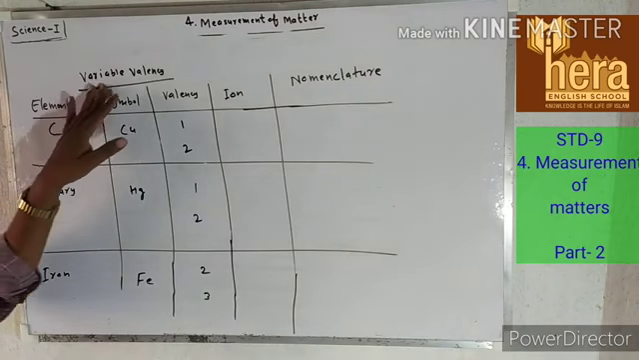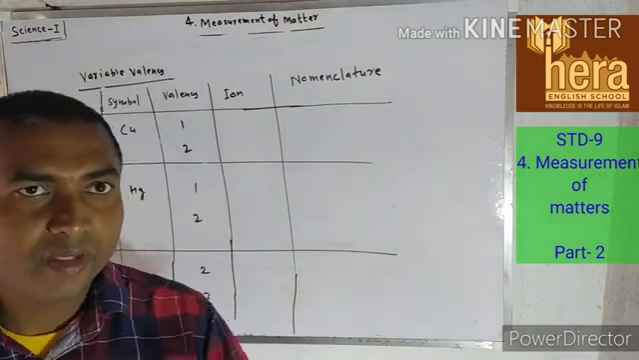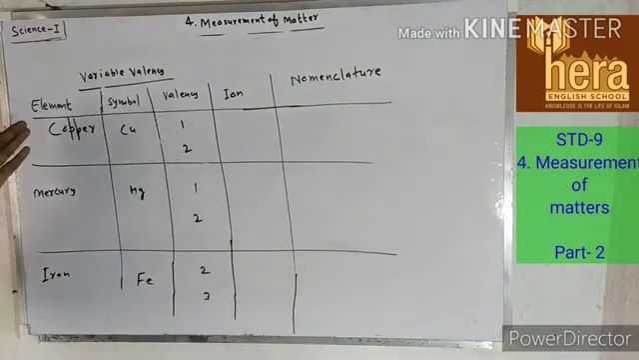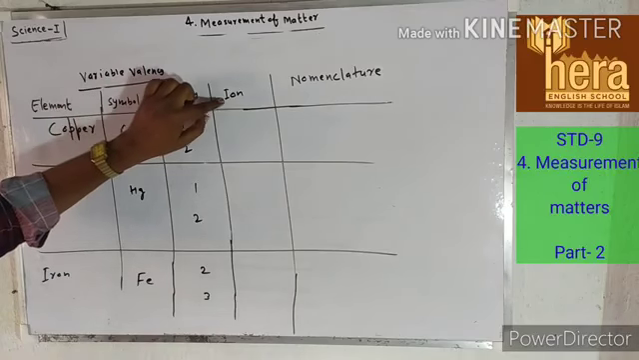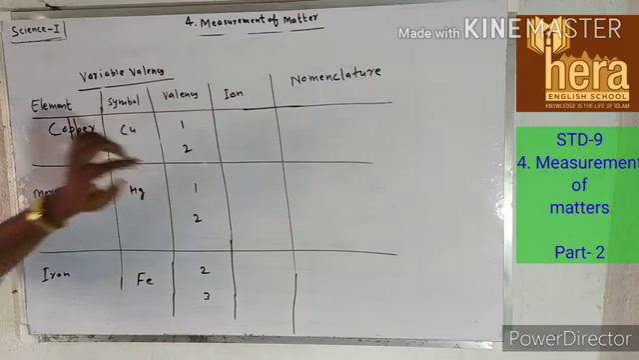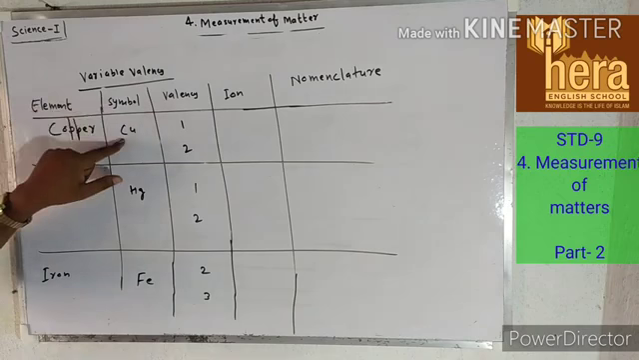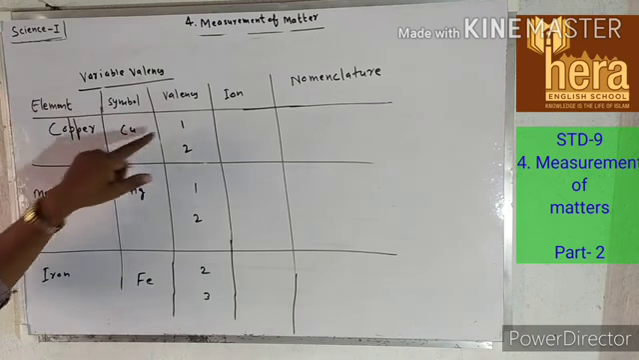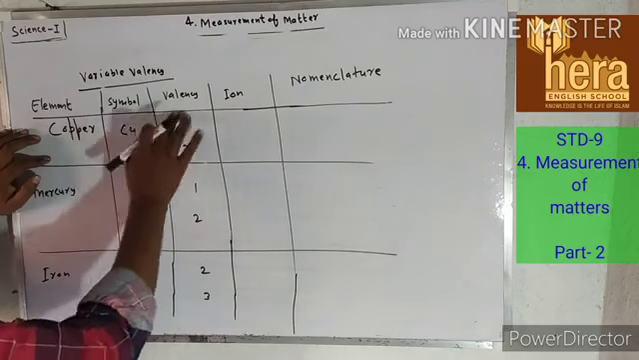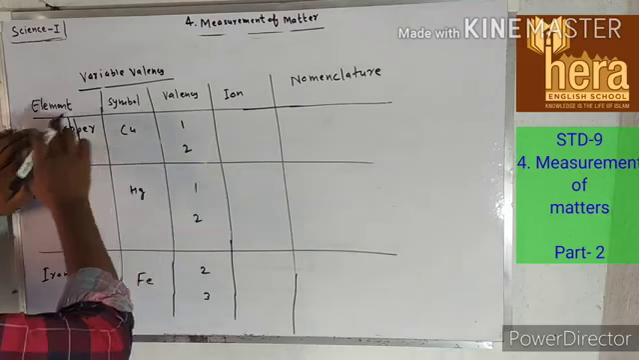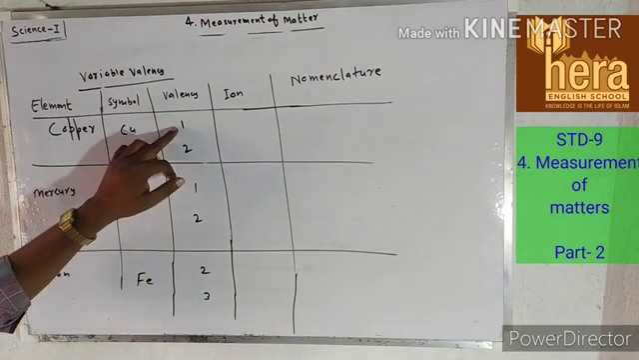So the next topic is variable valency. Some elements have variable valency. Understood? I have taken 3 examples: element, symbol, valency, ion, nomenclature. The element I have taken is copper. The symbol of copper is Cu. Copper has two valencies, 1 and 2. Since copper has 2 valencies, copper will come in the category of variable valency. Okay?